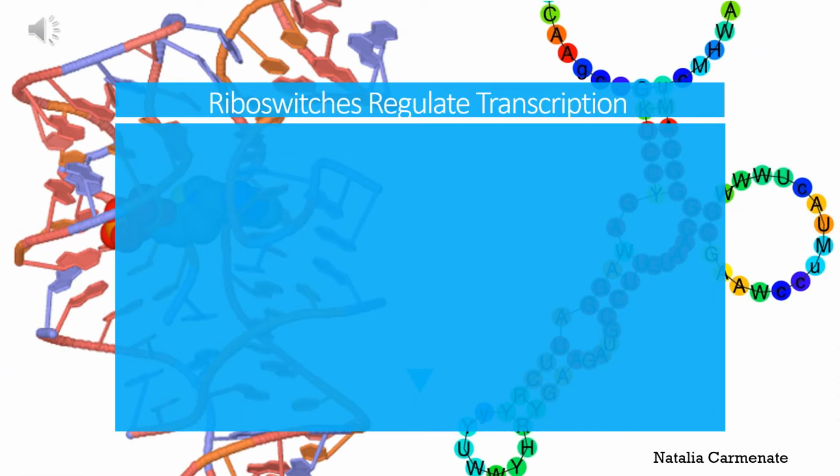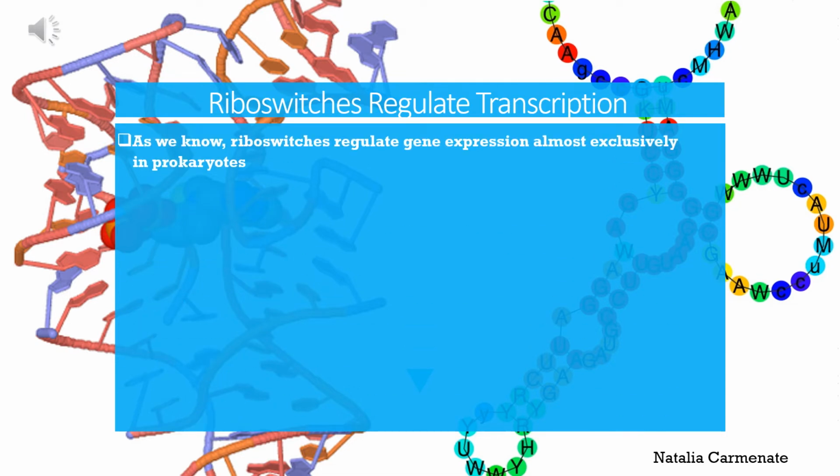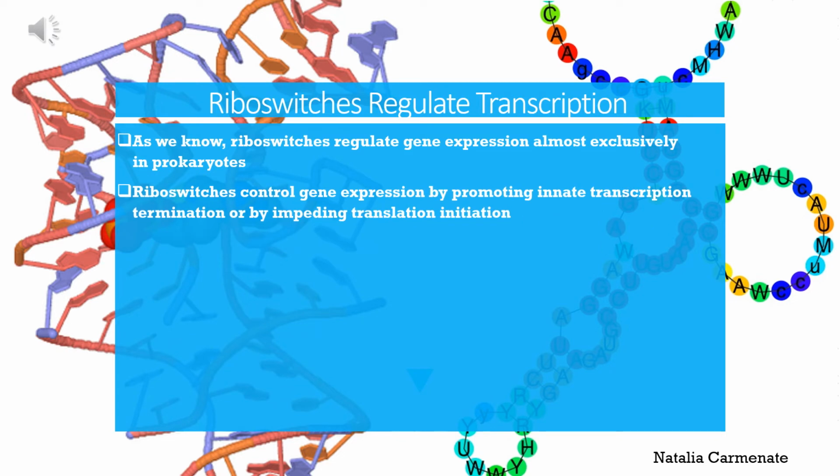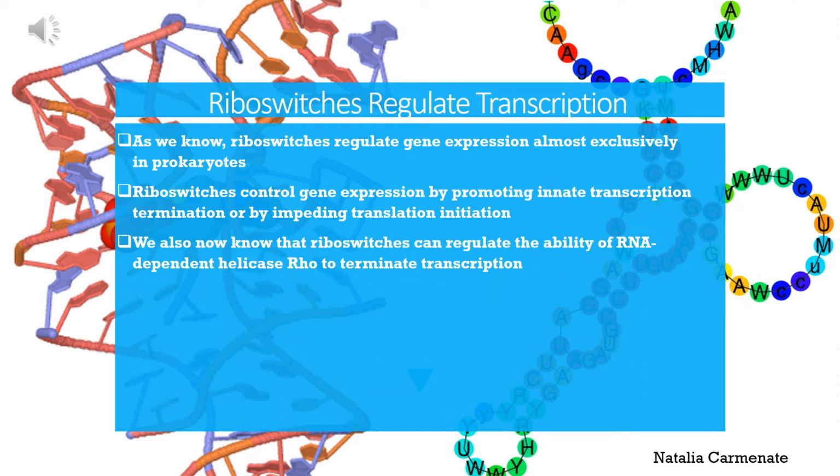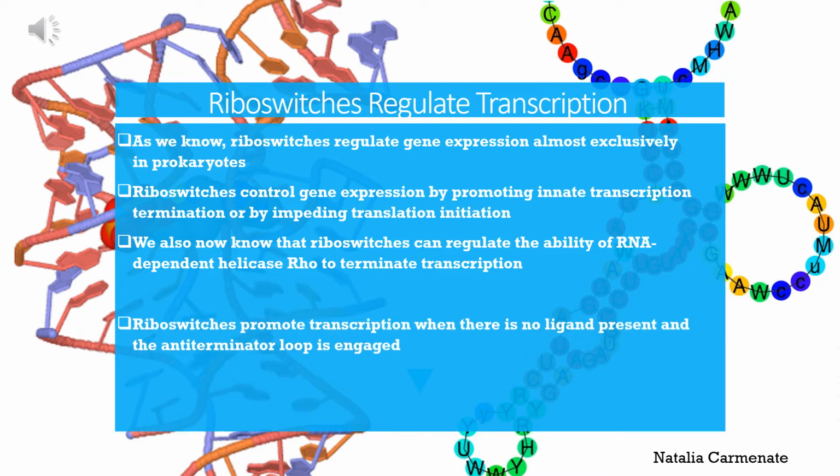Riboswitches regulate transcription. As we know, riboswitches regulate gene expression almost exclusively in prokaryotes. Riboswitches control gene expression by promoting innate transcription termination or by impeding translation initiation. We also now know that riboswitches can regulate the ability of the RNA-dependent helicase Rho to terminate transcription.